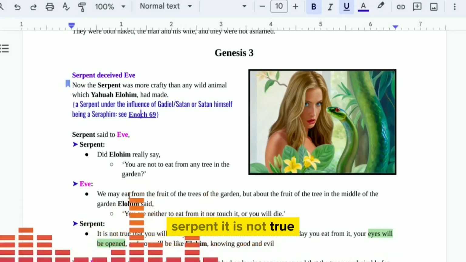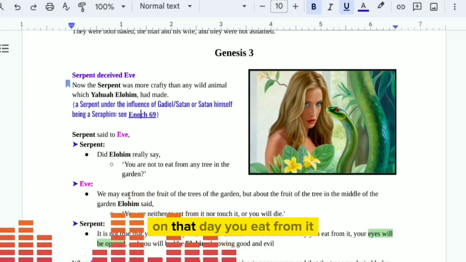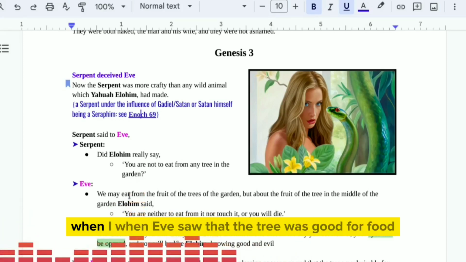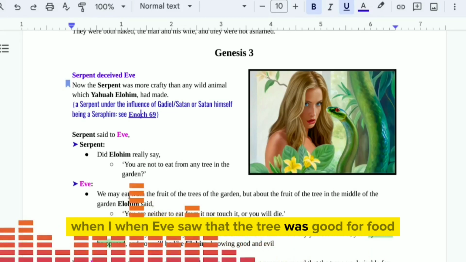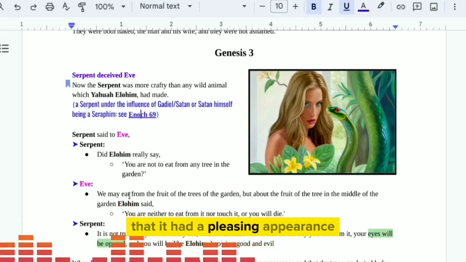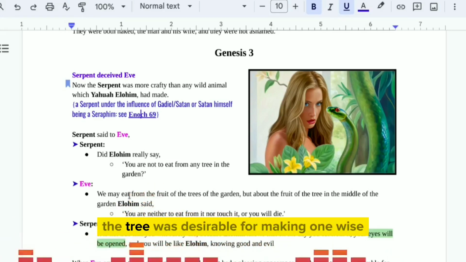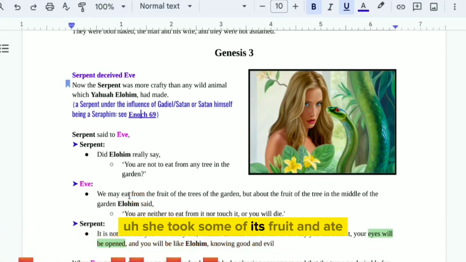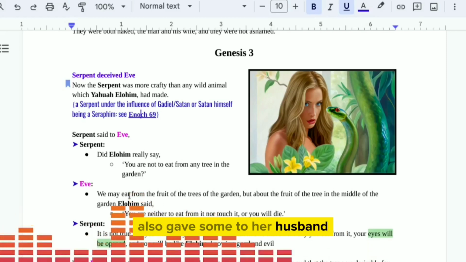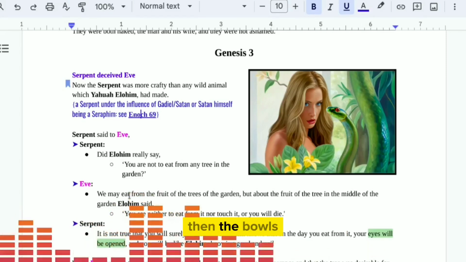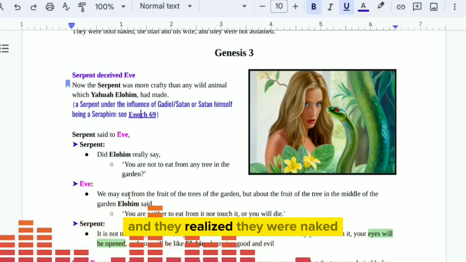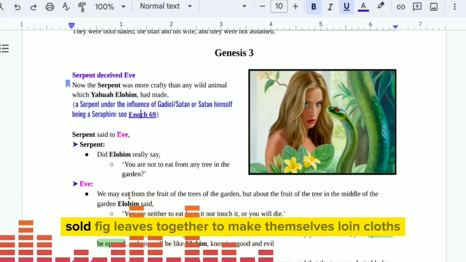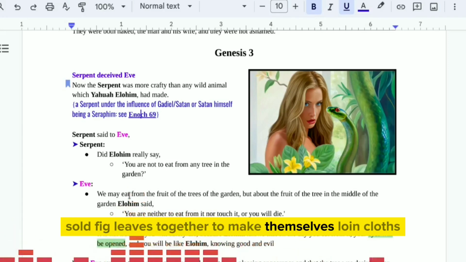Serpent: it is not true that you will surely die, because Elohim knows on that day you eat from it, your eyes will be opened, and you will be like Elohim, knowing good and evil. When Eve saw that the tree was good for food, that it had a pleasing appearance, and that the tree was desirable for making one wise, she took some of its fruit and ate. She also gave some to her husband, who was with her, and he ate. Then the eyes of both of them were opened, and they realized they were naked. So they sewed fig leaves together to make themselves loincloths.